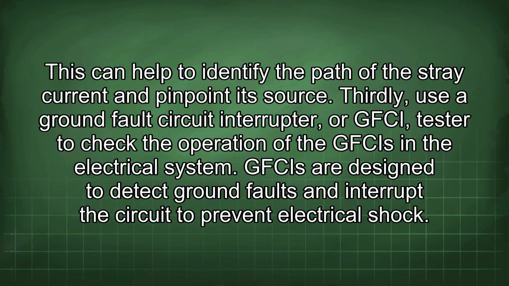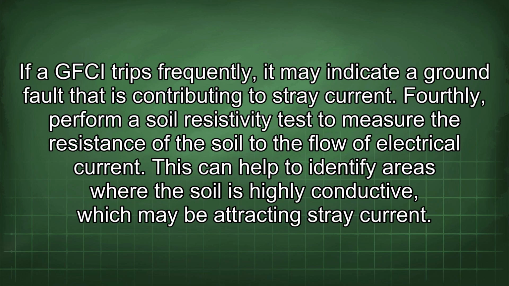Thirdly, use a ground fault circuit interrupter, or GFCI, tester to check the operation of the GFCIs in the electrical system. GFCIs are designed to detect ground faults and interrupt the circuit to prevent electrical shock. If a GFCI trips frequently, it may indicate a ground fault that is contributing to stray current. Fourthly, perform a soil resistivity test to measure the resistance of the soil to the flow of electrical current. This can help to identify areas where the soil is highly conductive, which may be attracting stray current.